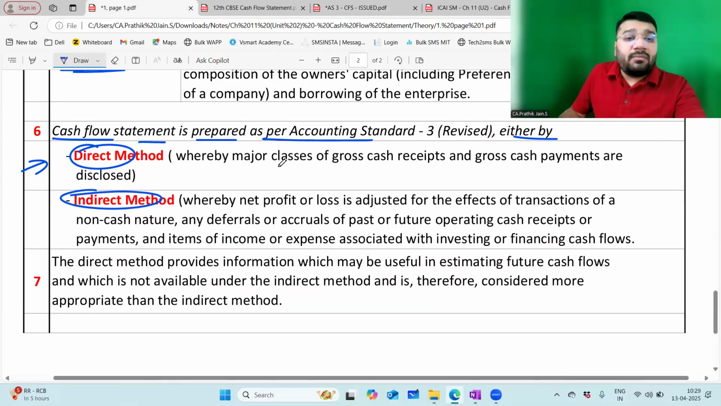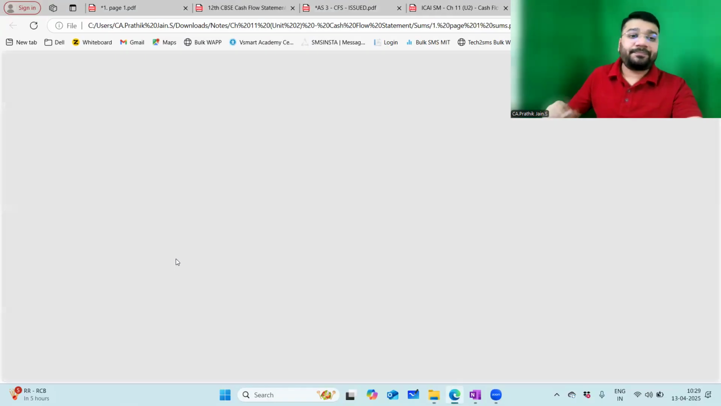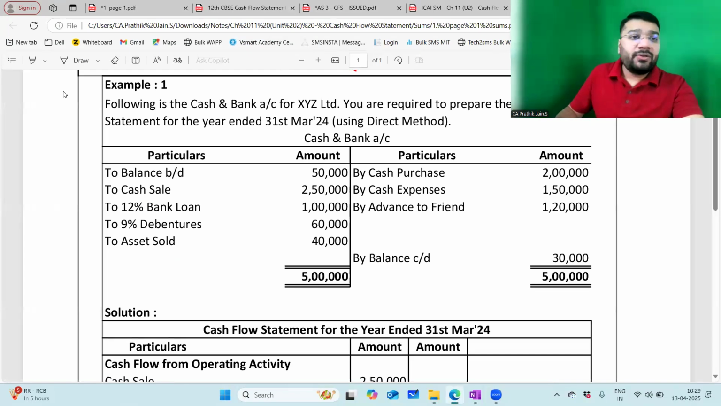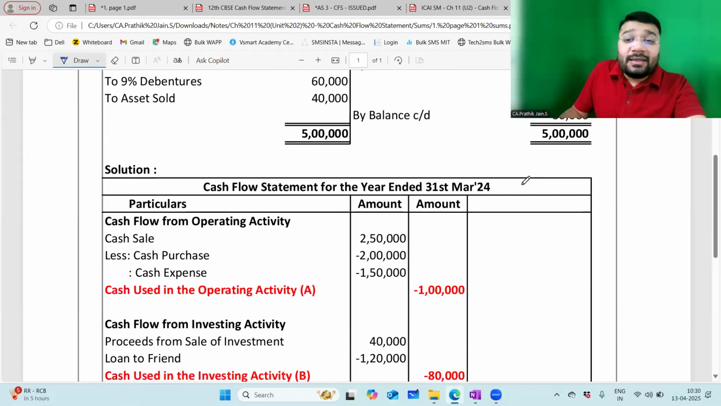In the direct method, major classes of gross receipts of cash and gross cash payments are disclosed. In other words, if I have to give you an example, you remember we did one sum in the last class. You see this? I gave you cash and bank information. Using this, you prepared the cash flow statement. So the cash flow statement I prepared is a proper cash flow statement under the direct method.